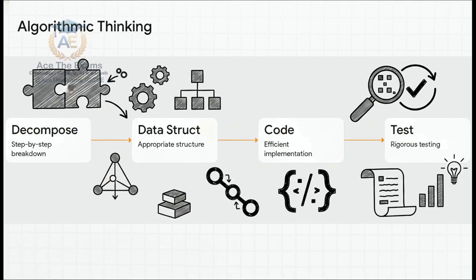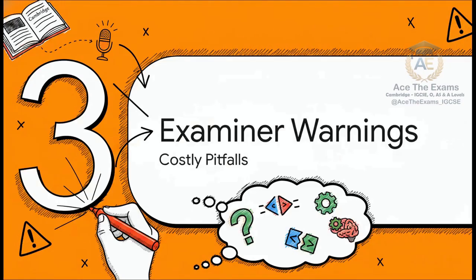Think about it. If your logic statements are absolutely flawless, but your data structure selection is totally inappropriate for the context, the whole algorithm solution fails, and for sure your marks will reflect that. Let's jump to Section 3, Principal Examiner Warnings. These are the specific pitfalls costing you marks.